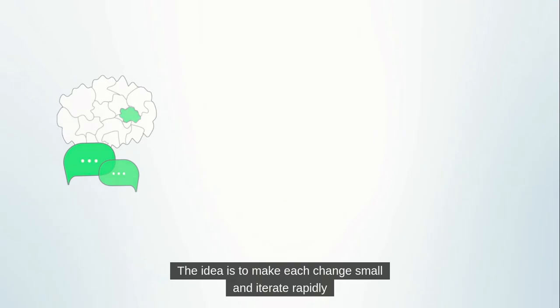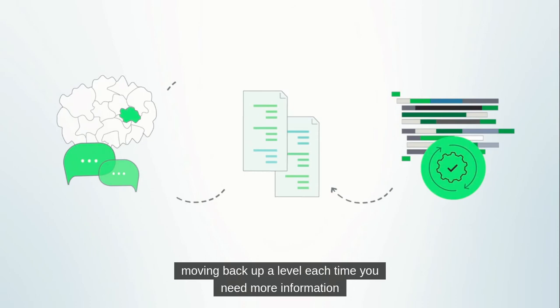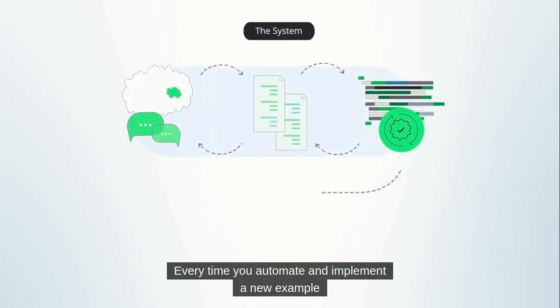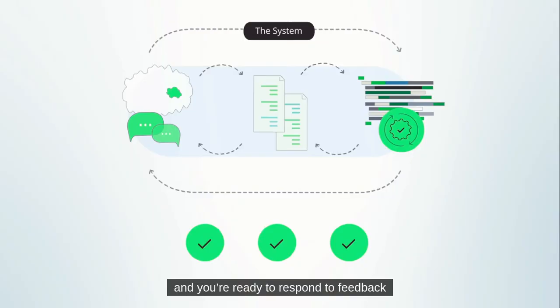The idea is to make each change small and iterate rapidly, moving back up a level each time you need more information. Every time you automate and implement a new example, you've added something valuable to your system, and you're ready to respond to feedback.